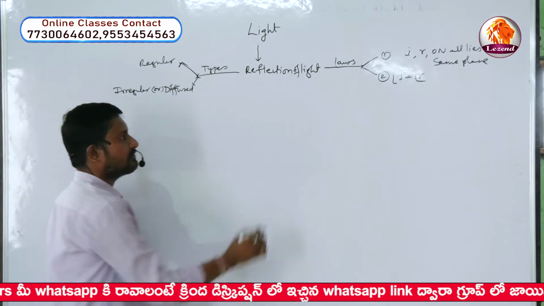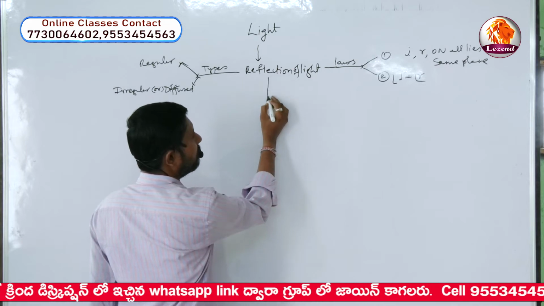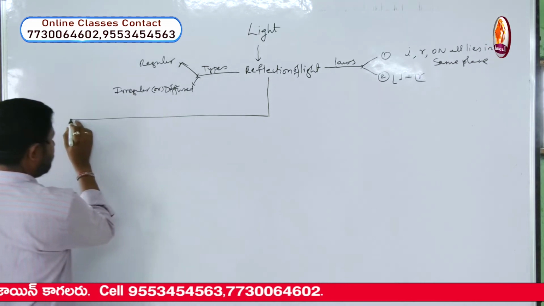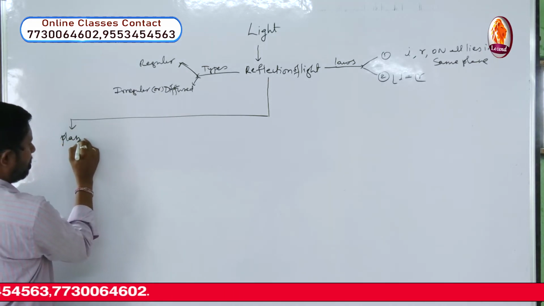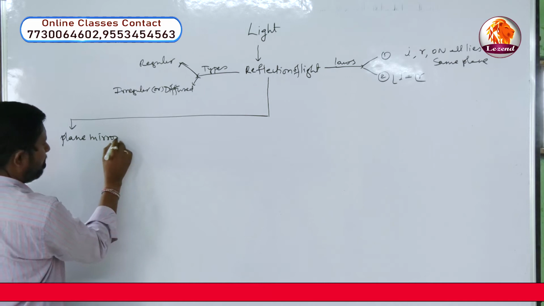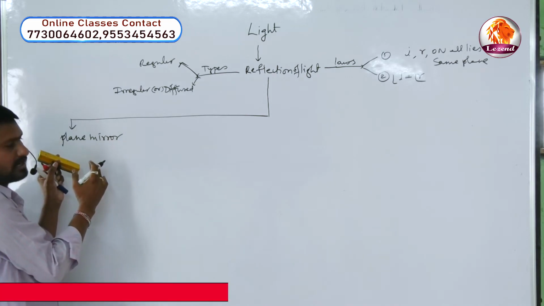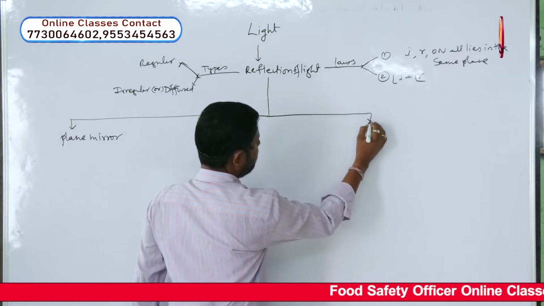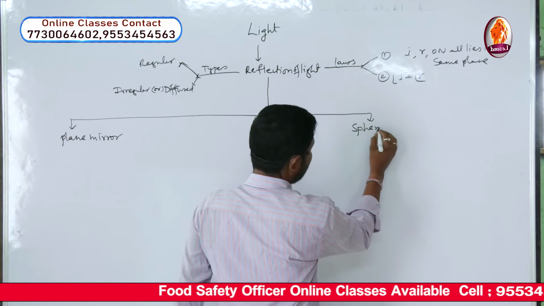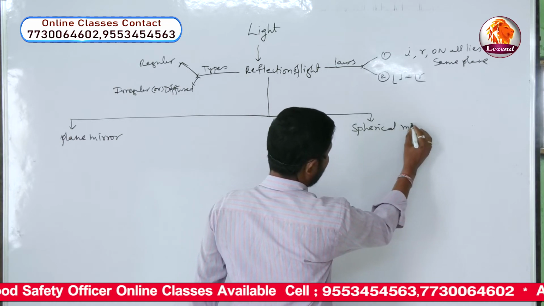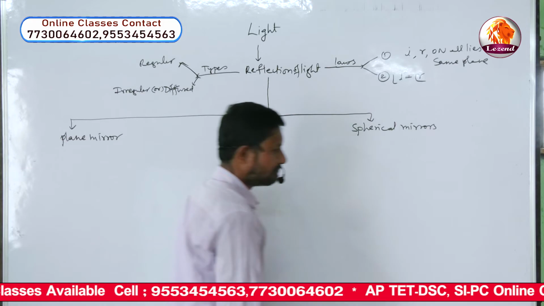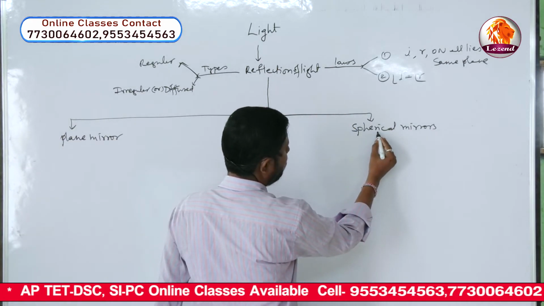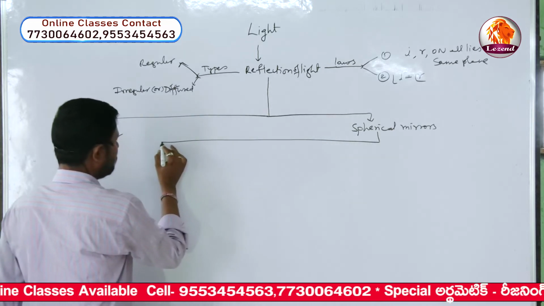And this reflection of light takes place at two different surfaces. First one is reflection at a plane mirror, and related to plane mirrors you can go through it in the lower class. And next one is spherical mirrors. That is what we require. And now these spherical mirrors are again of two types.